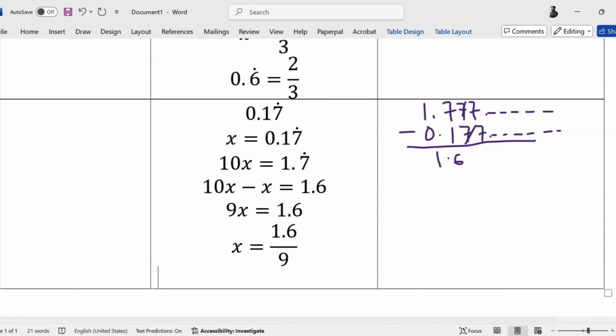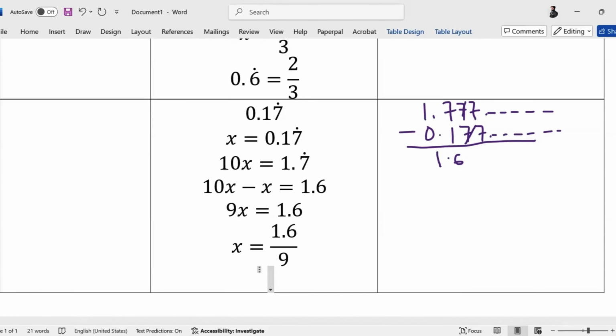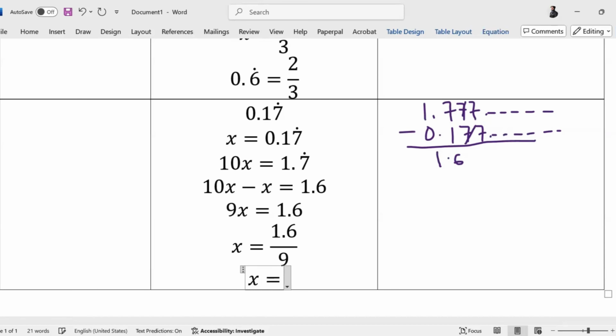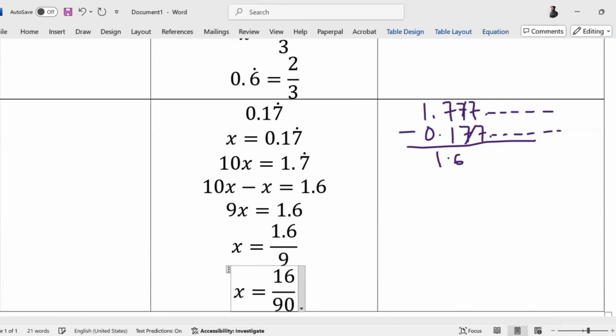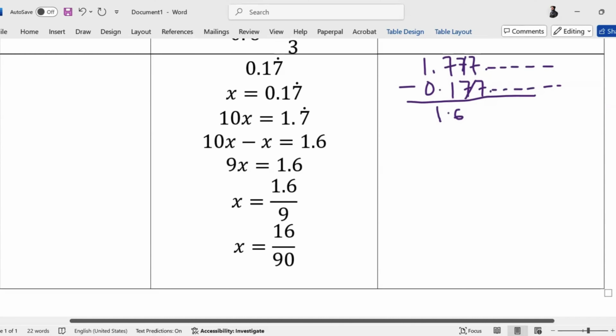We cannot leave a decimal and a fraction in the same number, so what is it that we end up with? दोनों को 10 से multiply कर लो. 16 upon 90. Now can you simplify them with any particular number? Yes, do it. Let me know what is the answer that you end up with. We need a simplified fraction for this one.